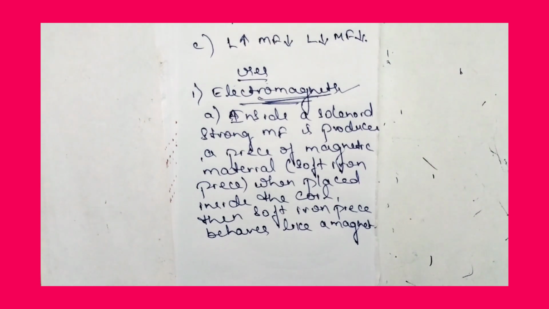By keeping a soft iron piece inside a solenoid, we are making the soft iron piece behave like an electromagnet.